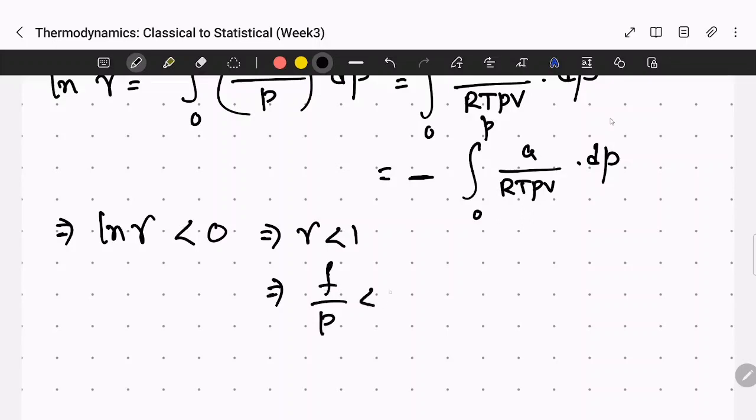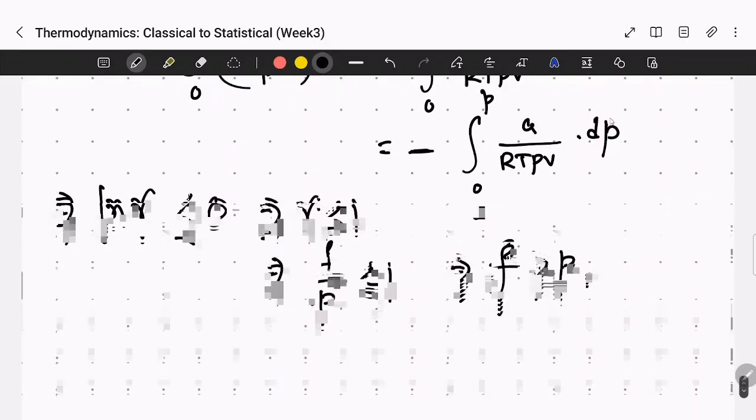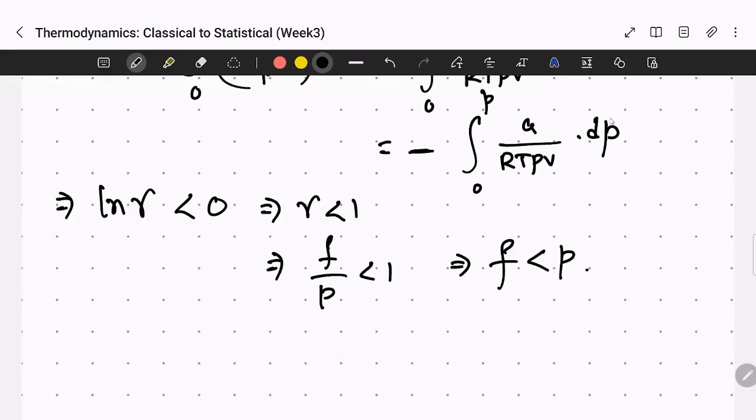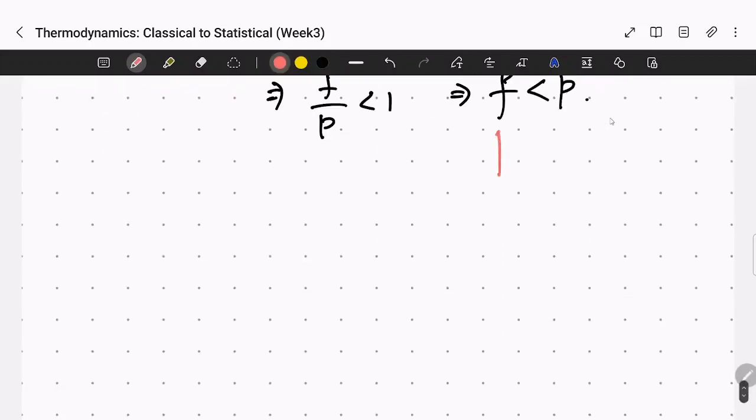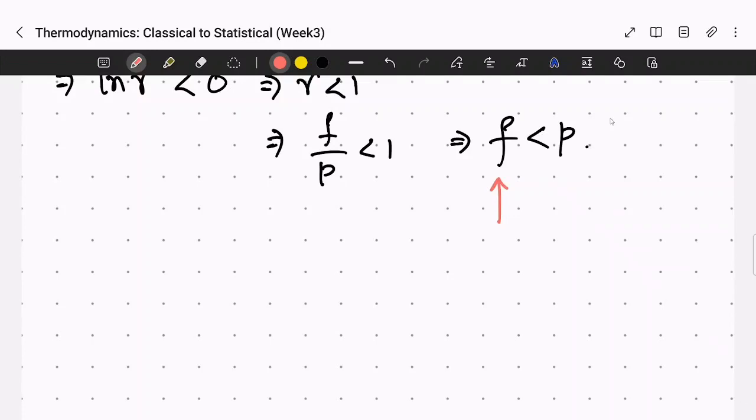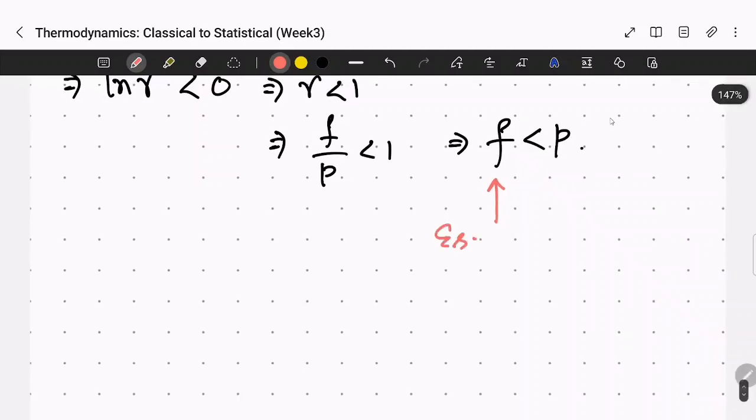So if gamma is less than 1, that means f by P is less than 1, so f is less than P. Here it's clear: you can think of f as the pressure for the real gas and P as the pressure for the ideal gas. So at low or moderate pressure, attraction dominates. Therefore, the force by which a molecule hits the container decreases. That means the pressure of the real gas is less than P. So the escaping tendency of the real gas is less. Escaping tendency means the pressure: if the pressure is high, the escaping tendency is high. Fugacity f represents the escaping tendency for real gas, and pressure represents it for ideal gas.